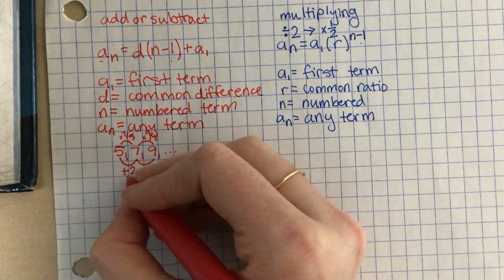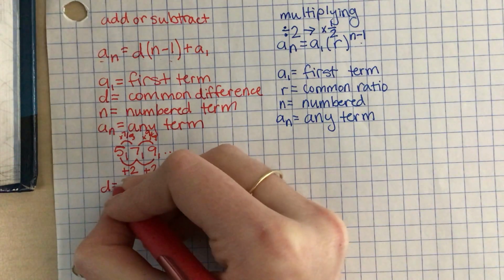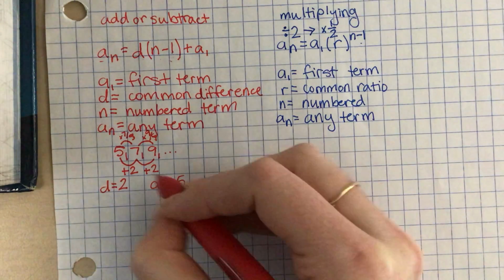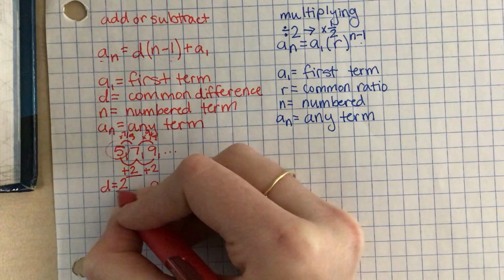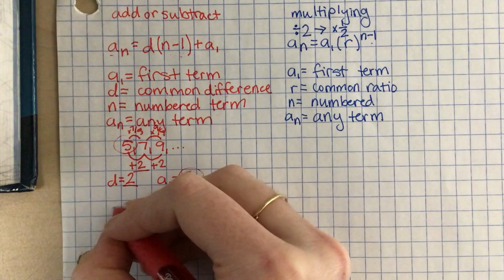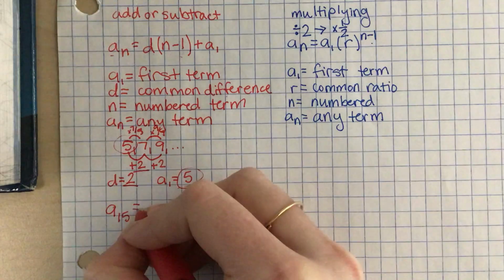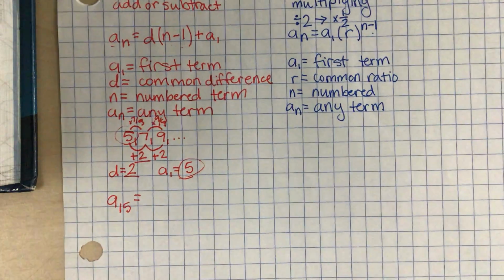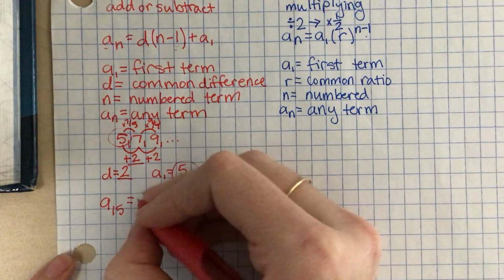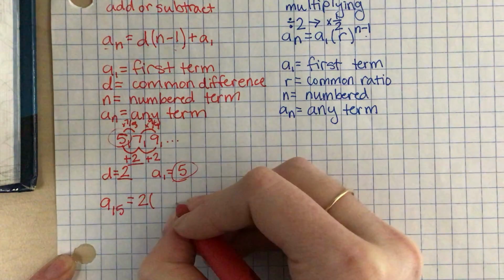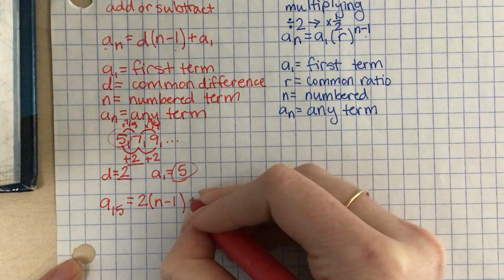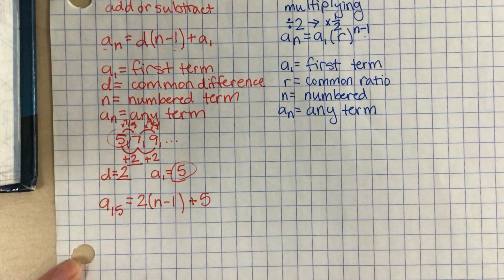Now, if I know that this is arithmetic, I can say my common difference is 2, and I can say my A1 is 5. That's my first term and my difference. Now, if I wanted to find A of 15, I would take this equation up here and use what I've found to plug in for that. So we know that our common difference D is 2, n minus 1, we're not changing that just yet, and then plus our first term, which is 5.